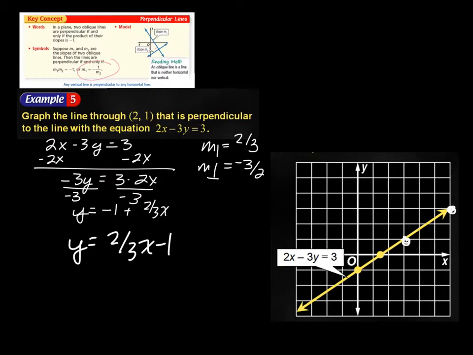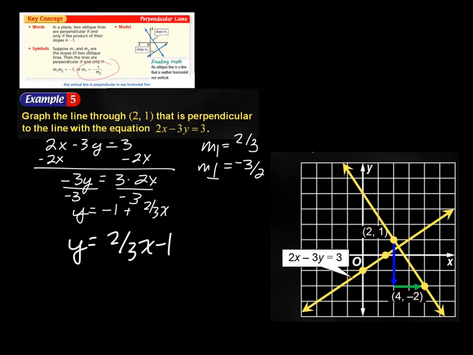So our new line has to go through the point (2, 1). So 2 to the right, 1 up. And it's going to go down 3 over 2. So from (2, 1), we're going down 3 over 2. They used integers that time.